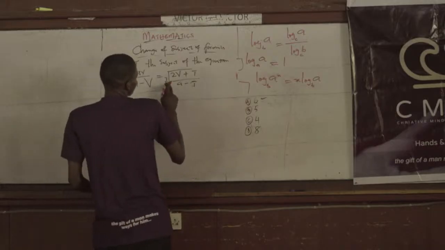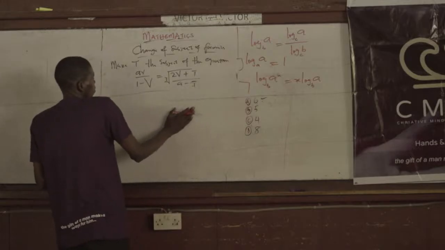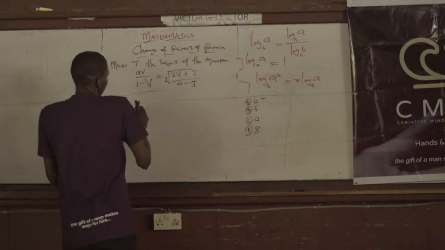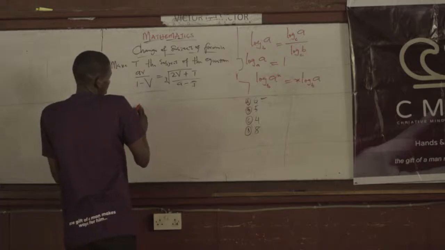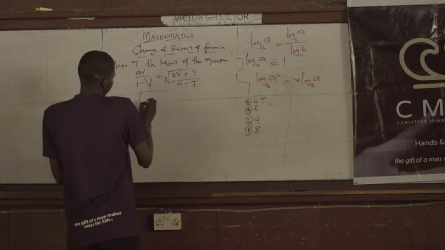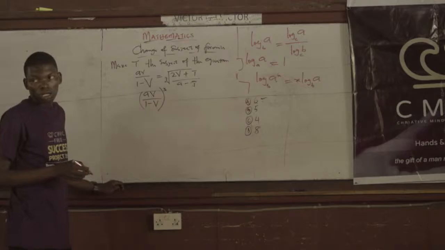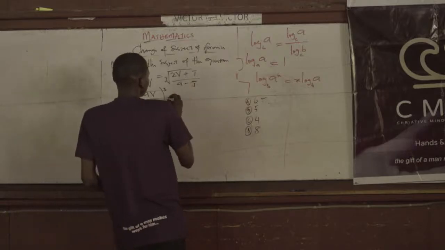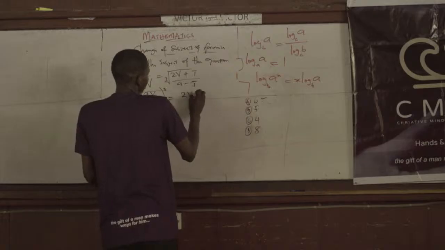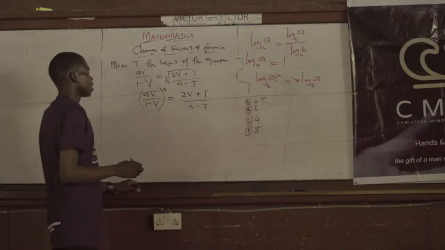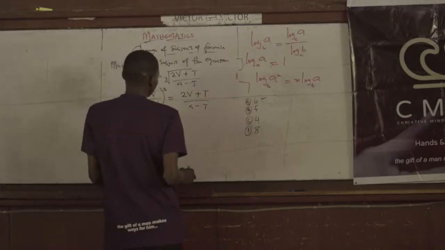So now we have a cube root on our RHS here, we can send it to the LHS, and it's going to become cube. Let's do that first, because our T is actually on this side. So I'm going to have AV over 1 minus V, all raised to power 3, which is equal to 2V plus T over A minus T. So what can I do with this?